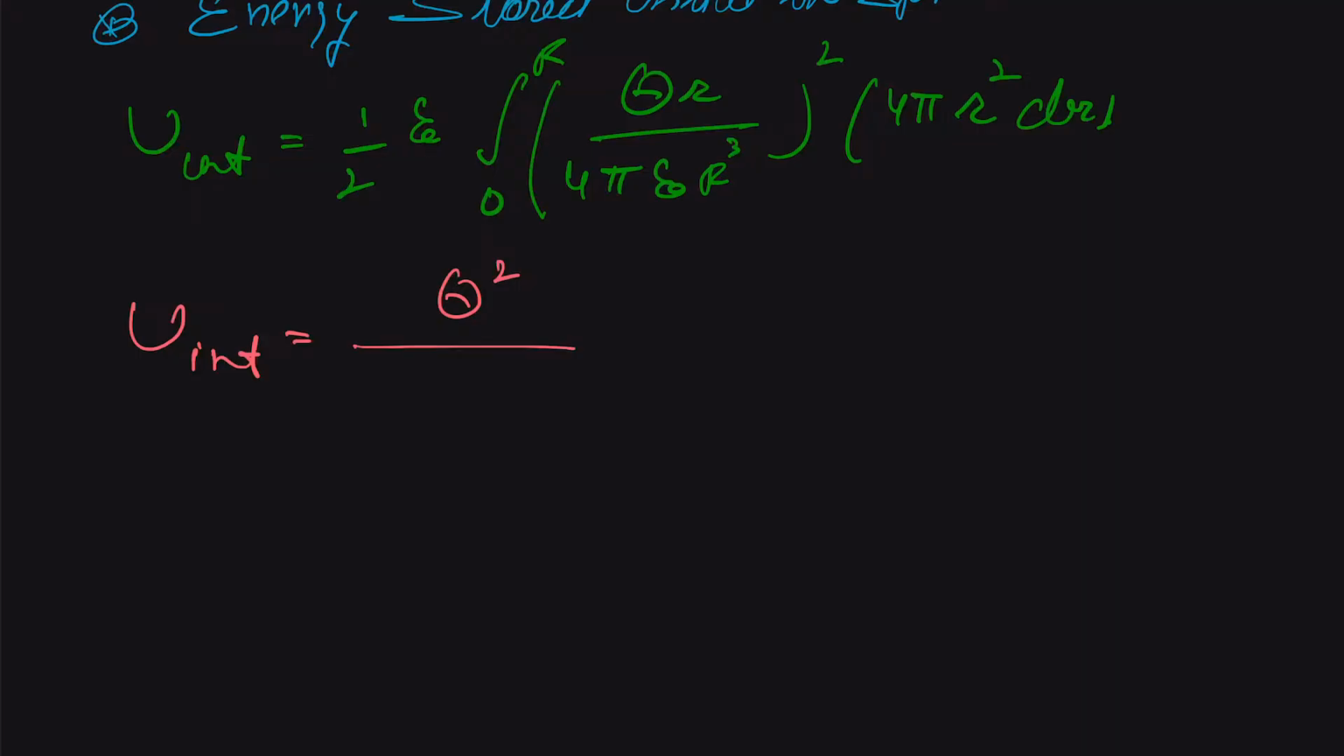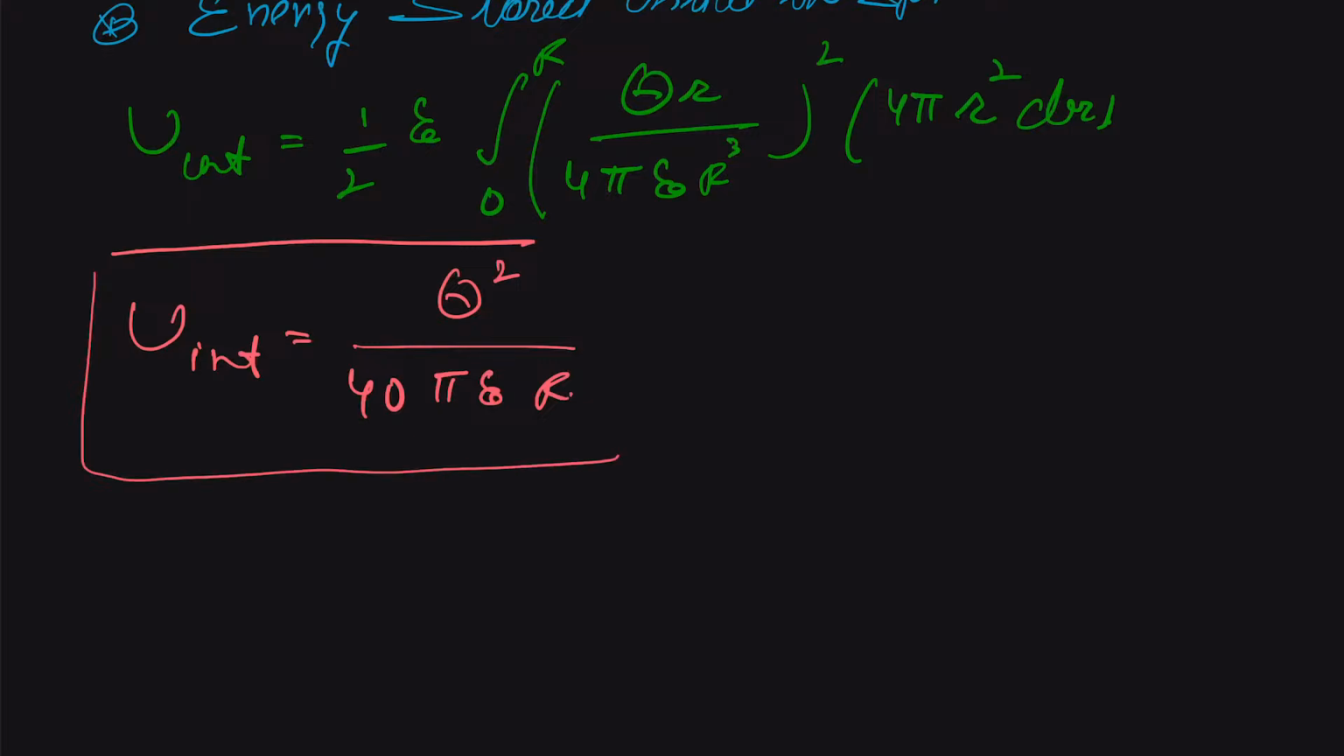One second, I missed something. Now this looks good. Here the R cube gives us 6 plus 4, that is 5, so it comes out to 40. This is correct then: 40 pi epsilon naught R. So this is the energy internal to our sphere.